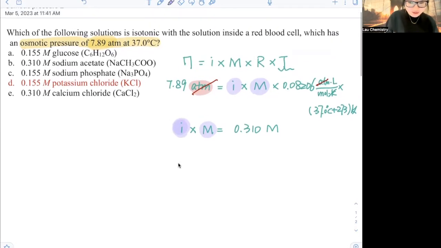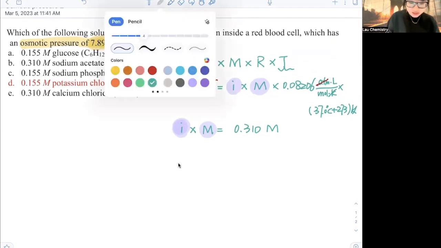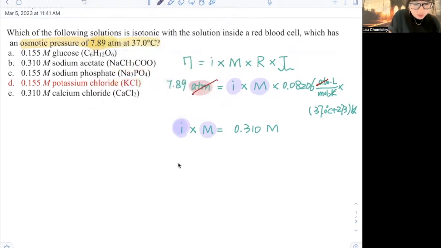So let's see how we can look into that, starting from choice A. Choice A has 0.155 molarity glucose solution. So the question will be, what's the van't Hoff factor for glucose? How do I know?